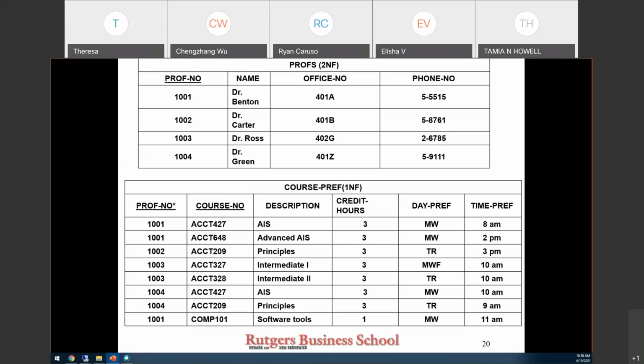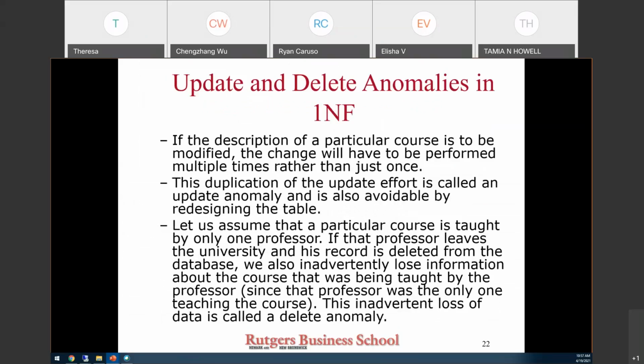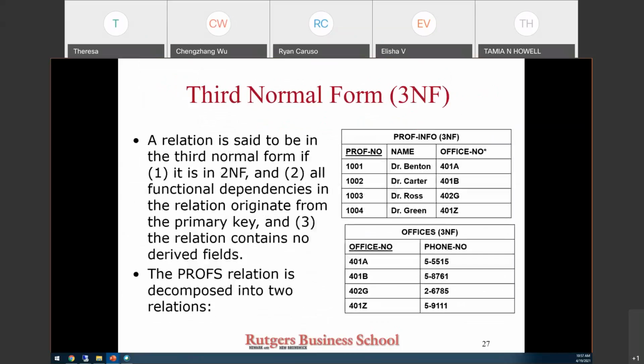Well, the solution is also to further decompose the second normal form tables, such that all data that is independent of other data are stored separately. So let's look at third normal form.